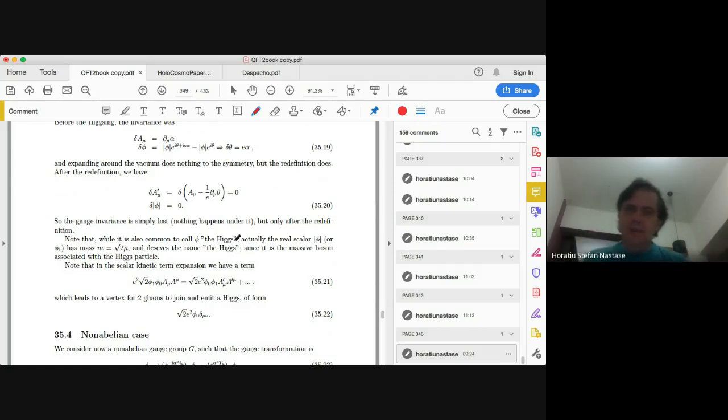So even though theoretically you might call φ the Higgs, in terms of phenomenology or experiments, what is the Higgs boson is just the massive fluctuation, the one transverse to the Goldstone boson.